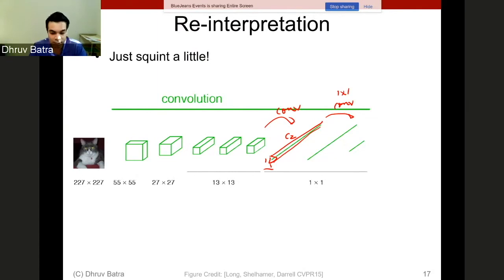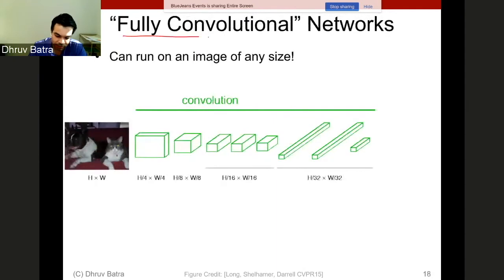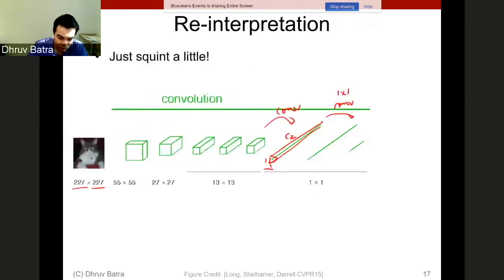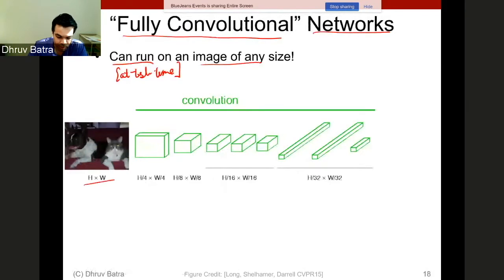So if the entire thing is a convolution, this is a fully convolutional network. It can run at test time on an image of any size. So you can train it on all 227 by 227 images with this particular setting of tensors expected with this one-by-one output and a classification loss. But at test time, you can run it on arbitrary H by W images.